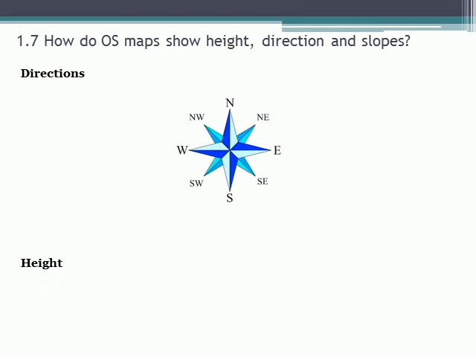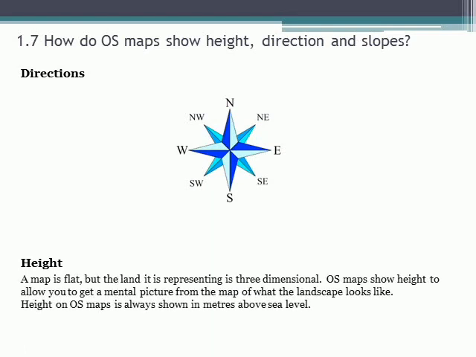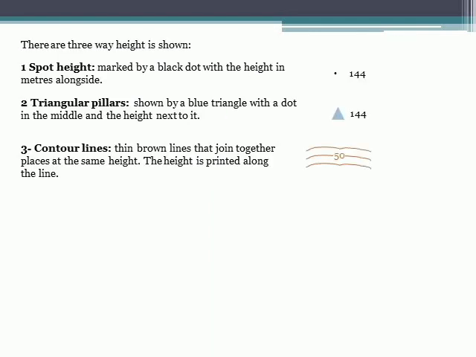Now if you want to talk about height, a map is flat but the land it is representing is three-dimensional. So OS maps show height to allow you to get a mental picture of the map and of what the landscape looks like. Height on OS maps is always shown in meters above sea level. There are three ways height is shown.